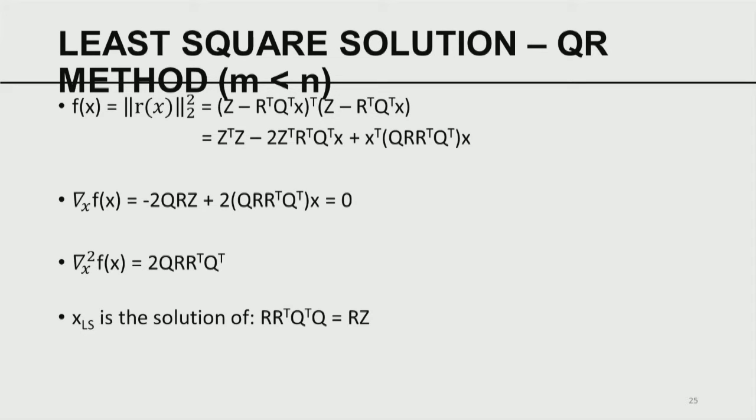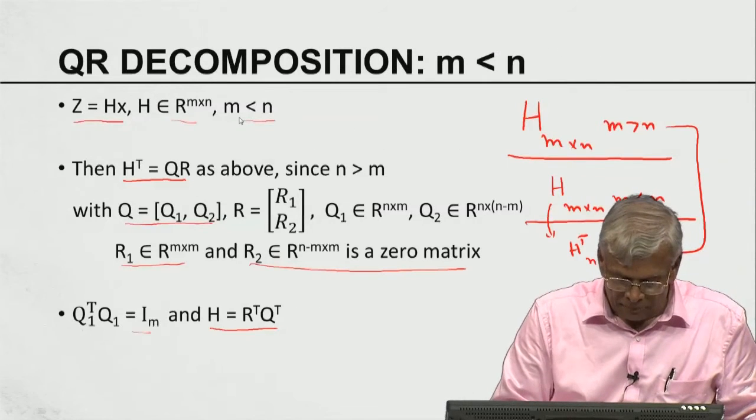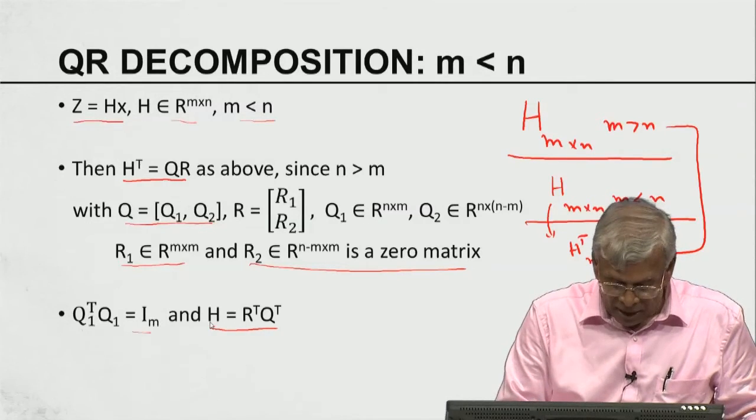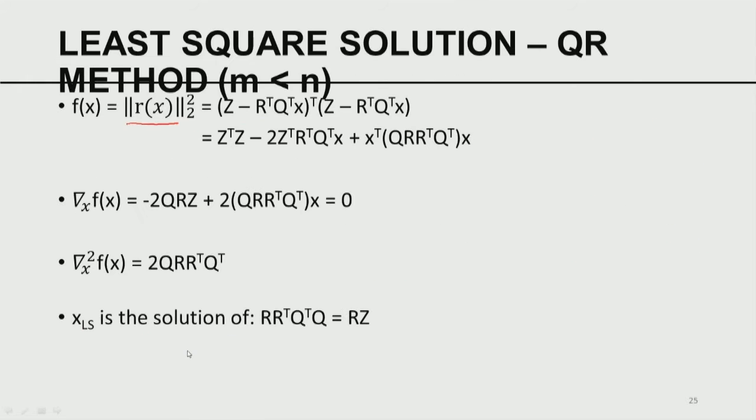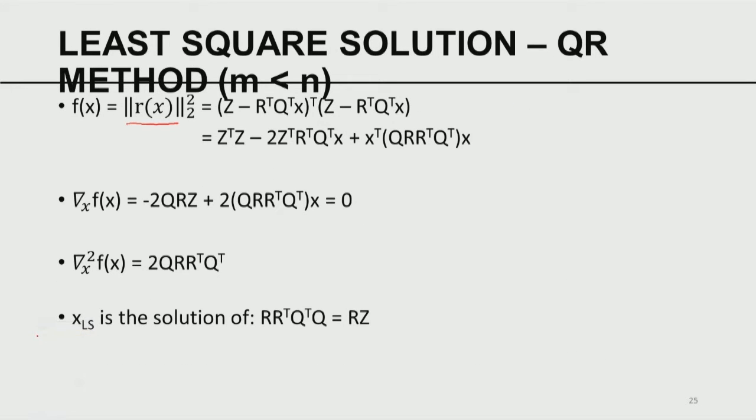So in this case again my F of X is equal to the square of the norm of the residual. So let's go back to the previous case. The problem reduces to Z is equal to H, where H is equal to R transpose Q transpose. In view of that, Z minus H of X, let me correct myself, Z minus H of X, H is equal to R transpose Q transpose. Therefore, Z minus H of X now becomes Z minus R transpose Q transpose X, and this is what is used in here.